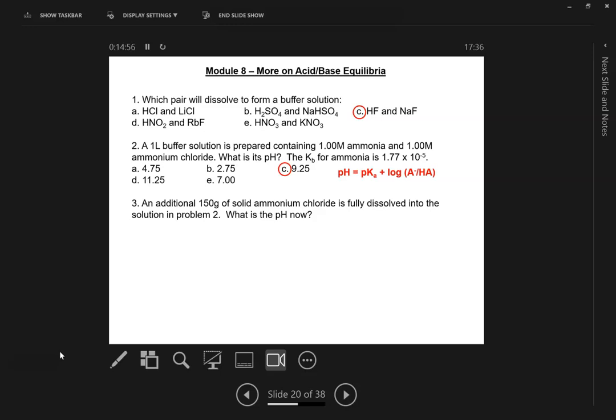So I take the log of 3.83 divided by 1, and I end up getting 9.83. So we see a pH changes some, but not a lot. And that's all we're going to have time for in this one. This will be the last one for the first part of Module 8.